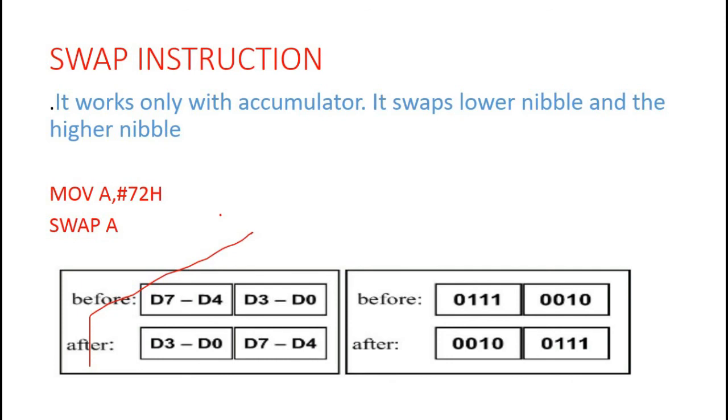Okay, now we are considering 72H, that is 0111 0010. After the swap instruction, what will happen? This 2 will come into this place and this 7 will come into this place. So it becomes 27H. Okay, and all these applications of instructions we will see in the programming part.